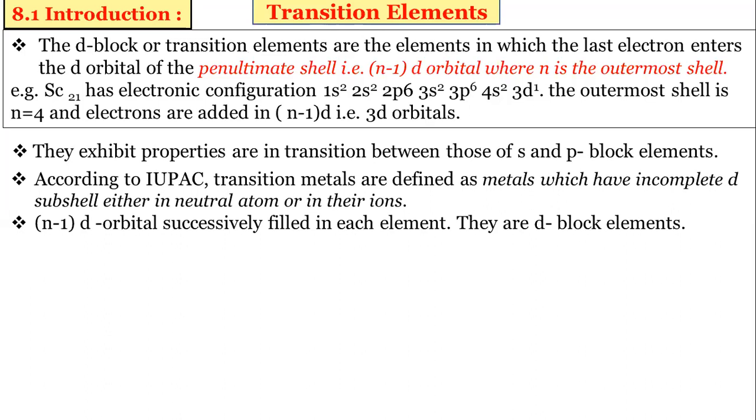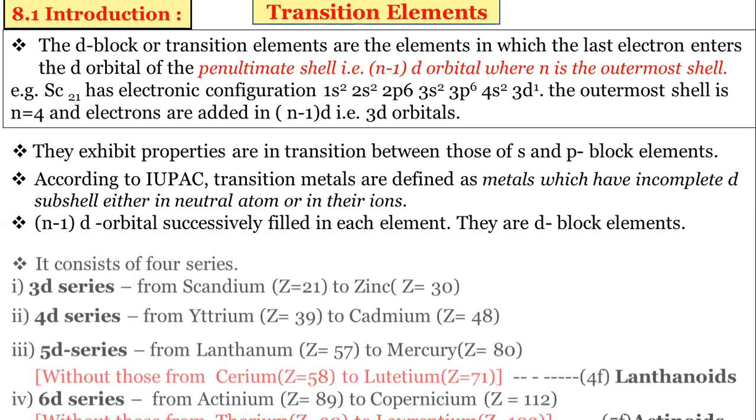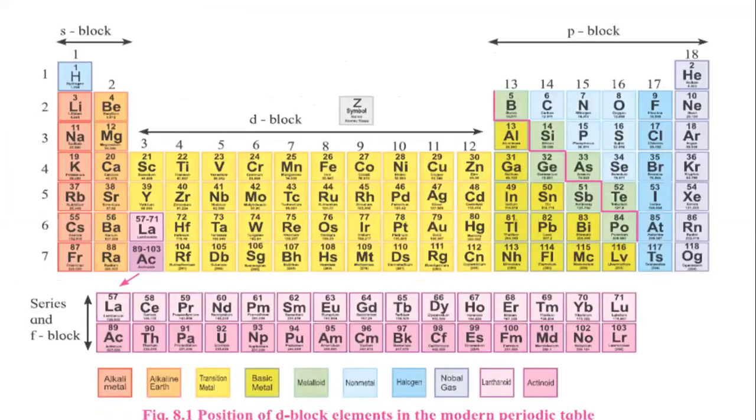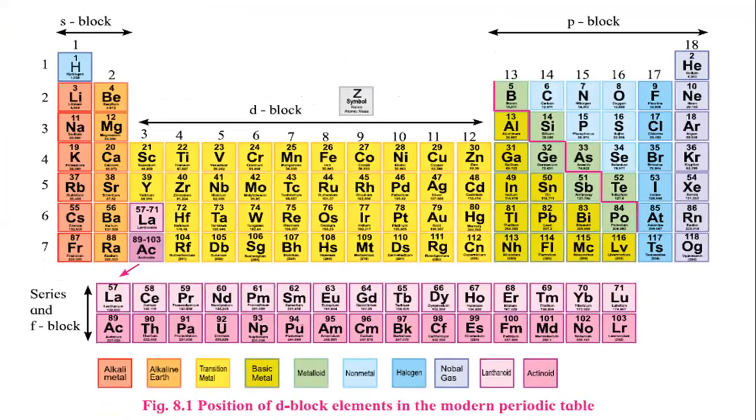Because of where these are placed in the periodic table. I will show the periodic table to you. See this periodic table. In this periodic table, extremely right hand side, we can see p block elements are there, group number 13 to group number 18. All these are the p block elements.